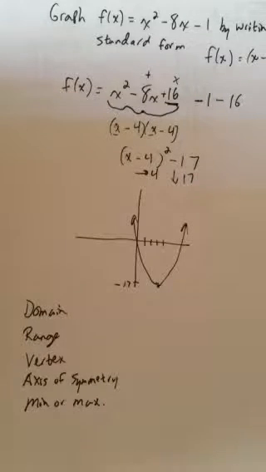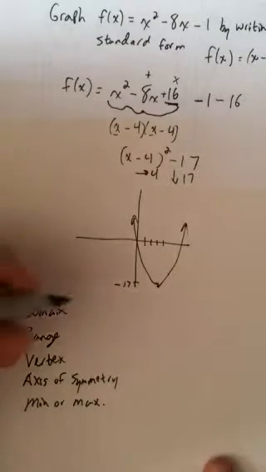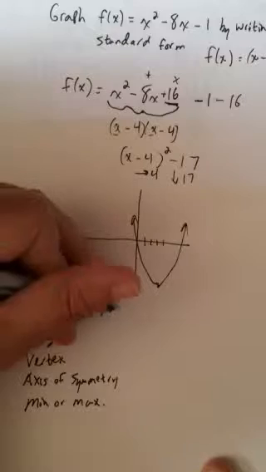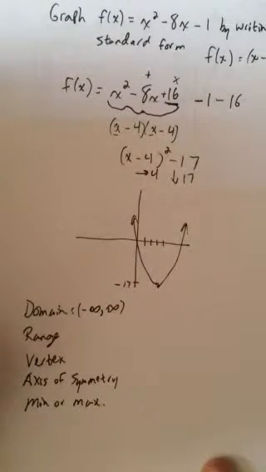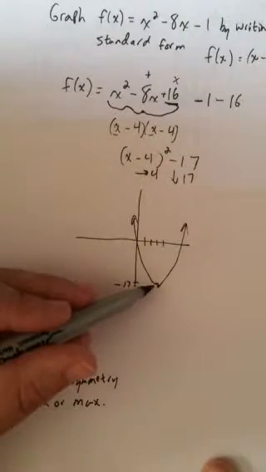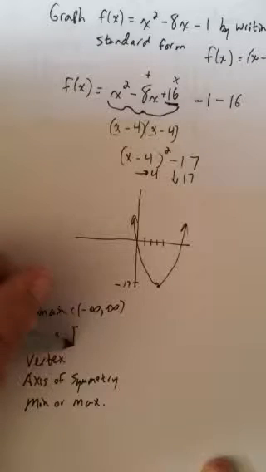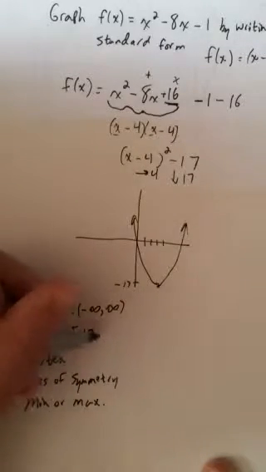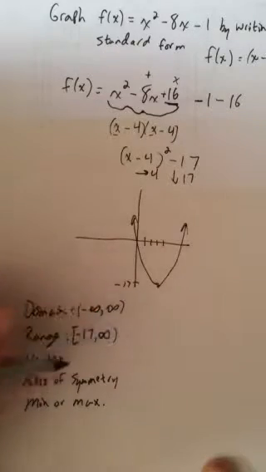Okay, from that problem we just did, let's see if we can find the domain, range, vertex, axis of symmetry, and min or max. So if I'm looking at this, it is a parabola. All my parabolas go all the way to the left and all the way to the right, so my domain should be negative infinity to infinity. My range going down, it does have a stopping point. It stops at negative 17, and it does hit negative 17. That is actually a point on the graph. So negative 17 to infinity.